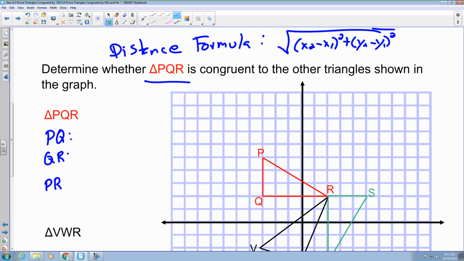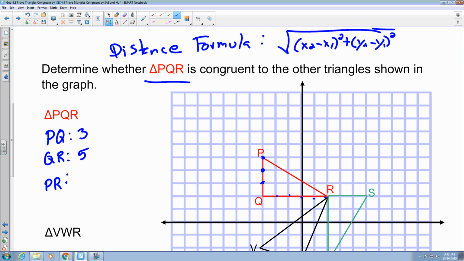Now PQ is easy to find. We don't necessarily need the distance formula because we can just count 1, 2, 3. So PQ is 3 units. QR is another thing we can just count. We can say 1, 2, 3, 4, 5. That's 5 units. The only one we have to use the distance formula on is PR.